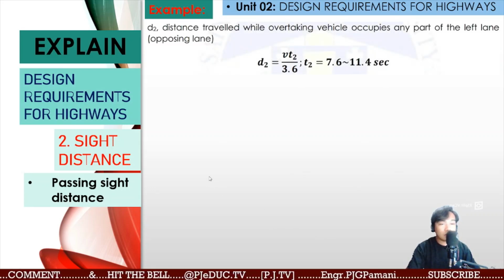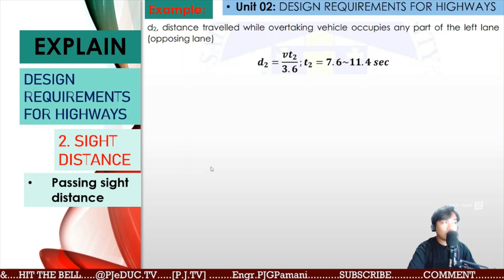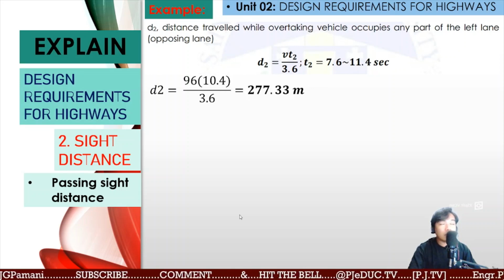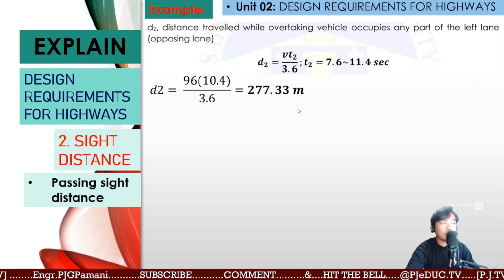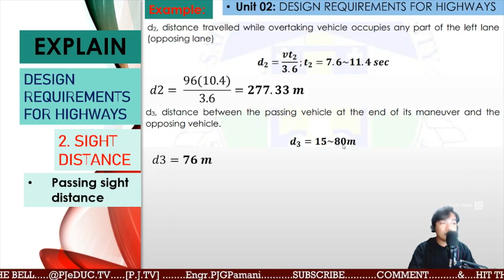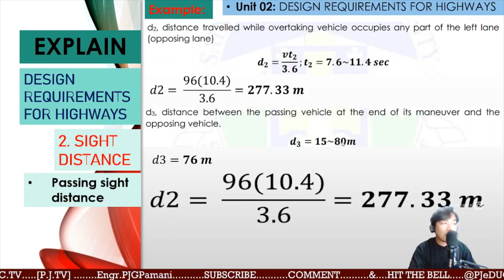Kaya may 3.6, no? D2, distance traveled where overtaking vehicle occupies any part of the left lane. That is between 7.6 and 11.4. Given sa ating problem is 10.4 seconds. Dito na natin, ito na yung opposing vehicle, ito na yung overtaken vehicle, 96 kph times 10.4 over 3.6 gives us 277.33 meters. Ito na yung before collision, D3, which should be between 15.80 and given sa atin is 76 meters.